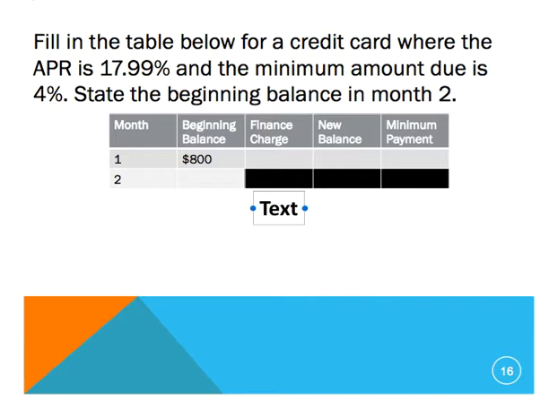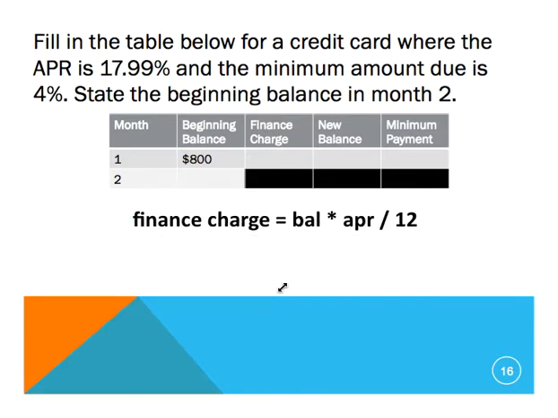in order to calculate a finance charge, I'll put a little formula down here. Finance charge is found by taking the balance, multiplying by the APR, and then dividing by 12. So in our case, we're going to take our $800 balance, multiply by the APR, and we need to change that to a decimal. So it should be 0.1799, and then we divide by 12 because APR is an annual percentage rate. So for this first spot, I'm going to get $11.99. That's what I get there.